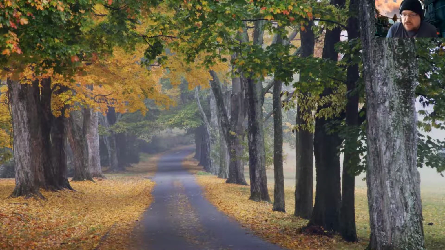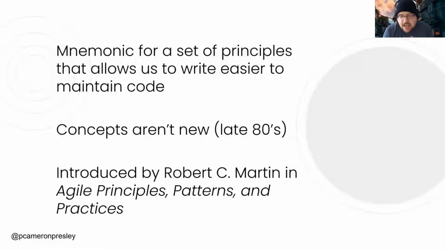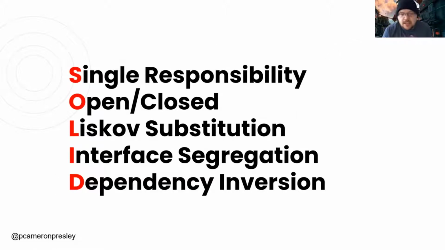So let's start with the foundations, right? When we say solid, what do we mean by solid? At a high level, solid is a mnemonic for a set of principles that allow us to write easier to maintain code. The big thing to note here is that these concepts aren't new. Most of these were already identified and talked about in the late 80s. But all 5 got codified and showed up in one resource, a book by Robert Martin called Agile Principles, Patterns, and Practices. And at a really high level, here's what the solid mnemonic stands for, right?